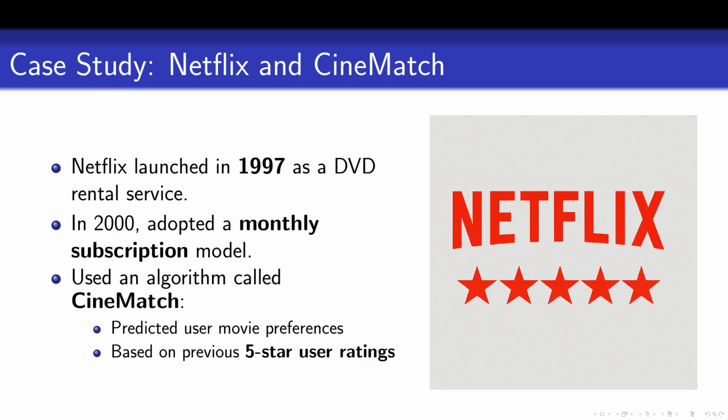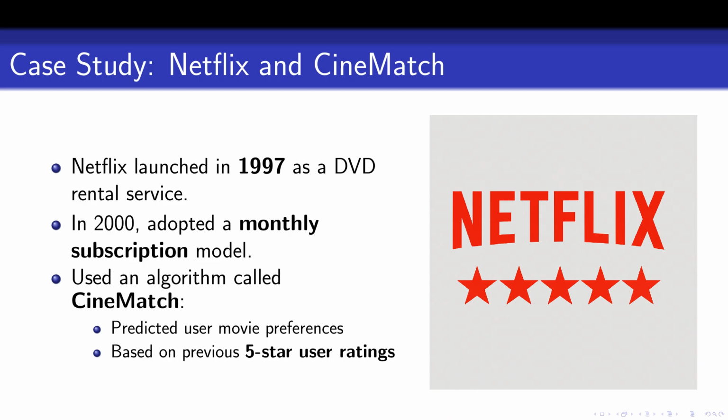A key innovation behind the scenes was Cinematch, an algorithm that predicted what movies a user might enjoy based on previous 5-star ratings. This early recommender system helped Netflix offer personalized recommendations, which in turn kept users engaged and reduced churn.